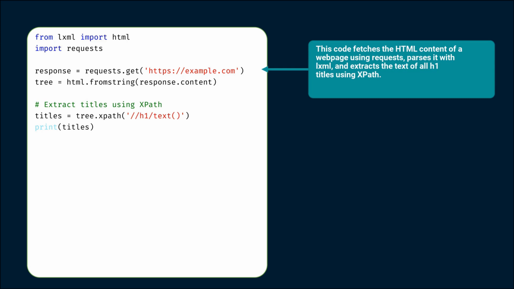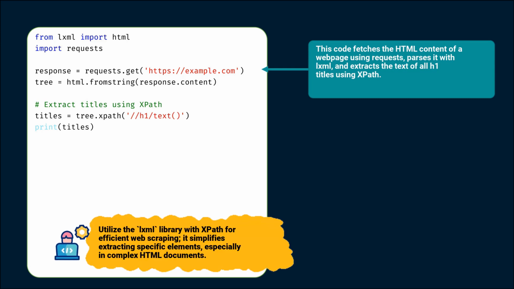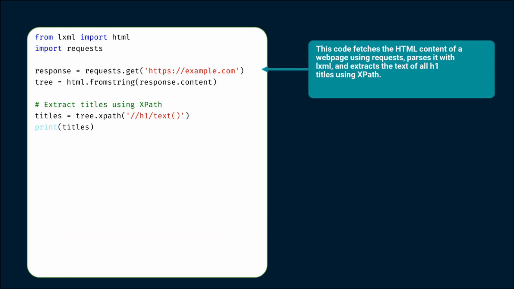Next up, we use XPath to grab the specific data we want from this parsed tree. We'll call the XPath function with an expression that selects all text contents within h1 tags, since those are commonly used for headings. So, by specifying the XPath expression //h1/text(), we make sure to pull out only the inner text content of each heading element.